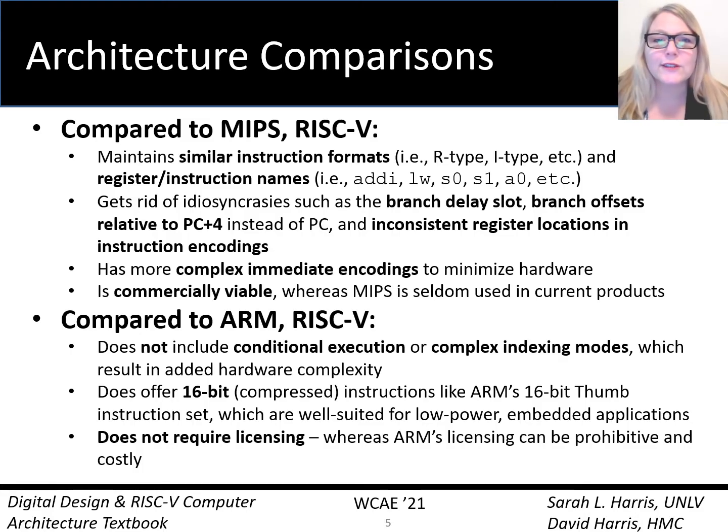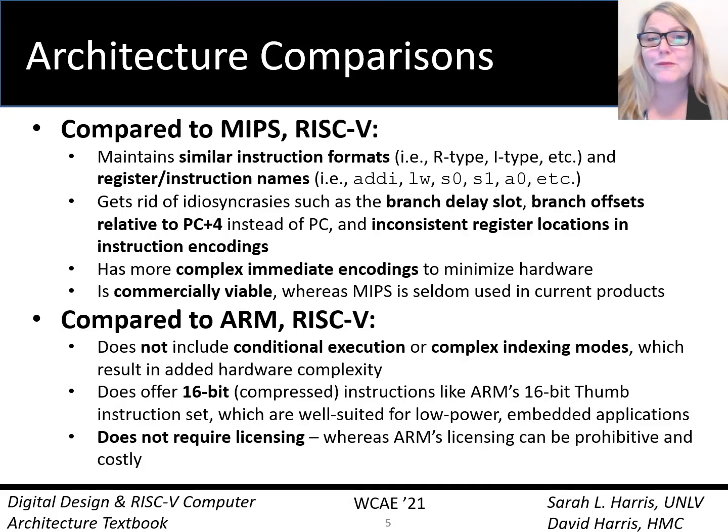But RISC-V gets rid of idiosyncrasies like a branch delay slot, branch offsets relative to PC+4 instead of PC, and inconsistent register locations in the instruction encodings, which requires extra multiplexers to choose which location of the instruction we are going to get that register operand from.